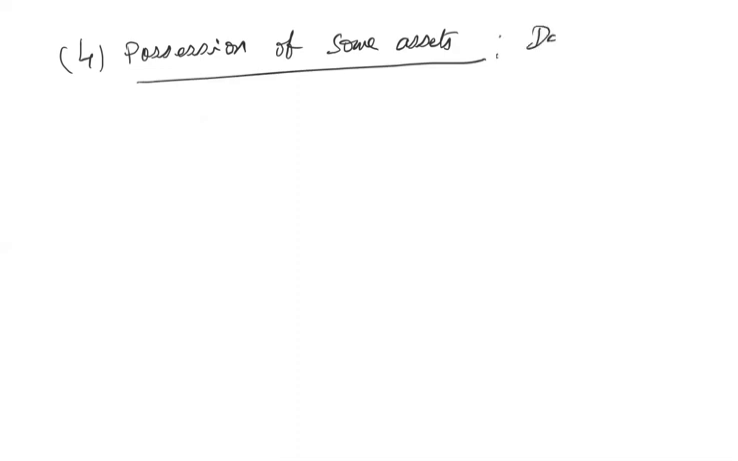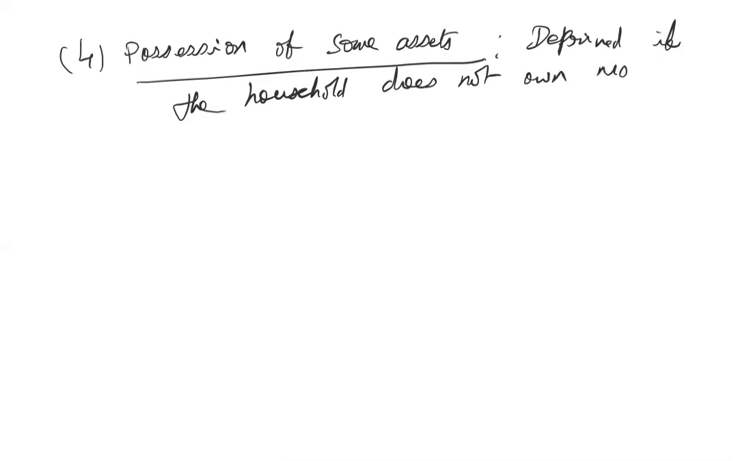So deprived if the household does not own more than one of the following assets. So some of the assets are identified, and if the household is not owning more than one of these following assets, they are considered to be deprived of this possession of assets.